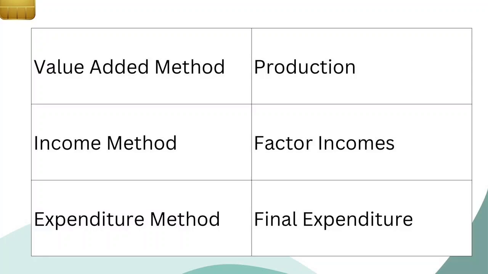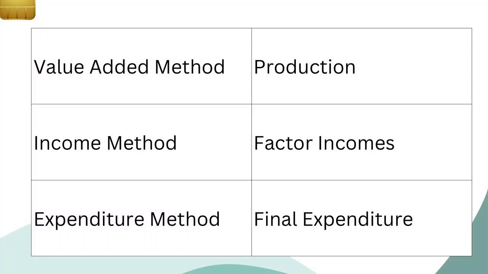Second, the income method. Here we add all factor incomes earned by land, labor, capital, and entrepreneurship. It answers the question who earned the income from production. Third, the expenditure method. Here we add all the final expenditure on goods and services. It answers the question who spent money on the final output. Although these three methods look different, they are actually measuring the same economic activity from different angles.